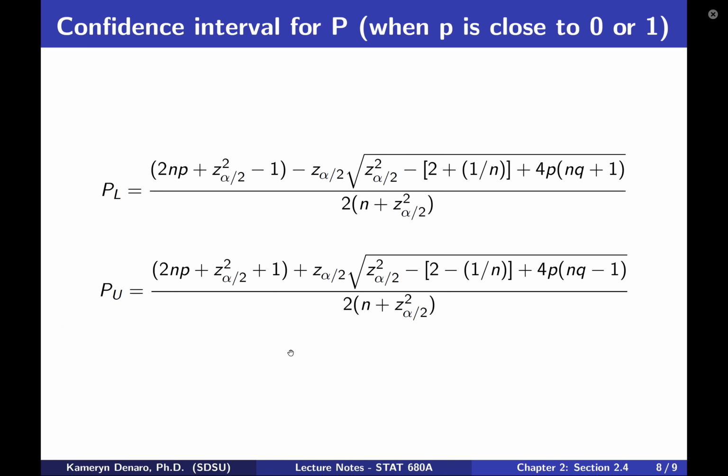Okay, so if we want to calculate the confidence interval, especially if p is close to 0 or 1, you can use the formula in the book for PL or PU. And here are the formulas. There's a lot of notation here, but once you plug this into R, it's going to be quite easy to get because we know our sample size, we know our sample proportion, we can figure out our z alpha over 2 value, and we know q. So this is really just plug and chug.